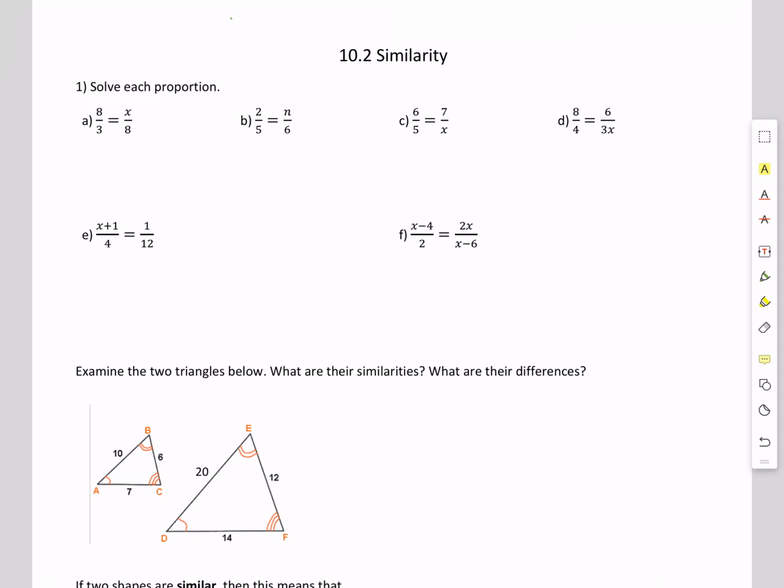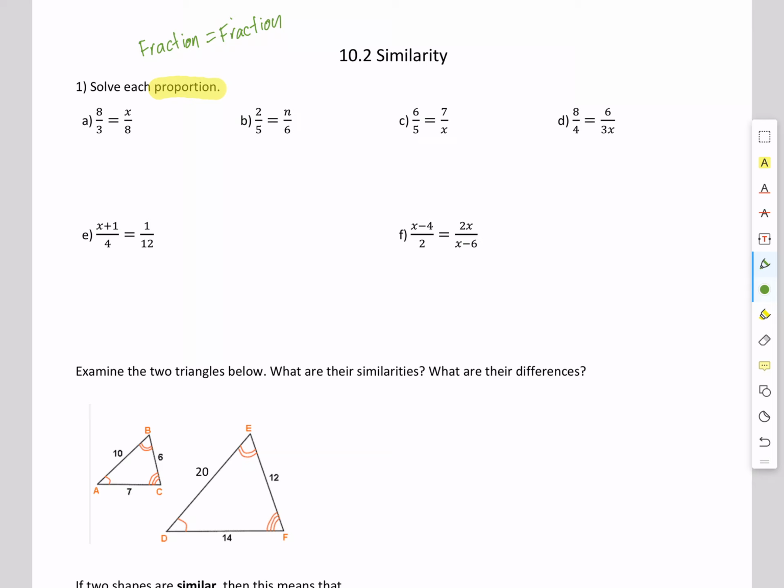But we'll go ahead and get started with our second lesson, and this one's going to be on similarity. A lot of what we're going to be doing with similarity has to deal with proportions. Proportions should have been something you worked with previously, but in essence, it's when a fraction equals a fraction. Okay?